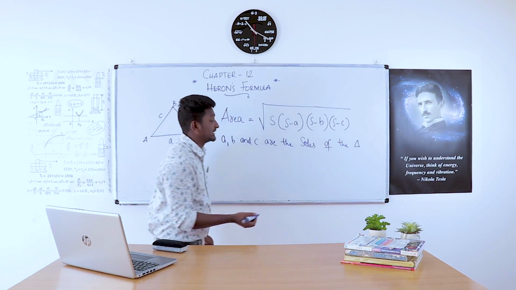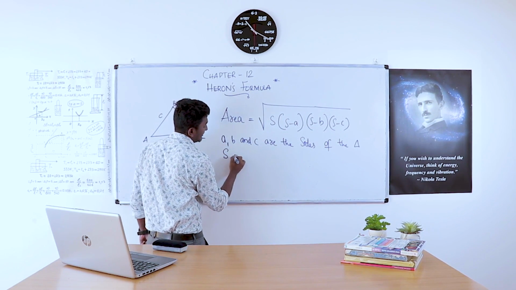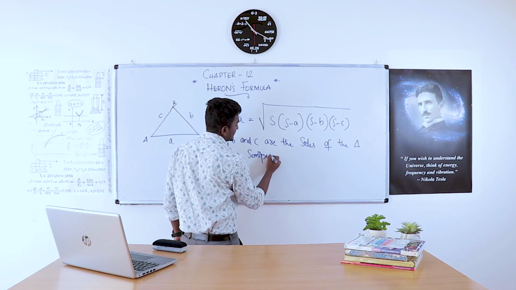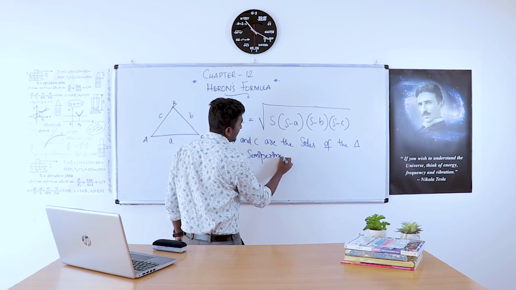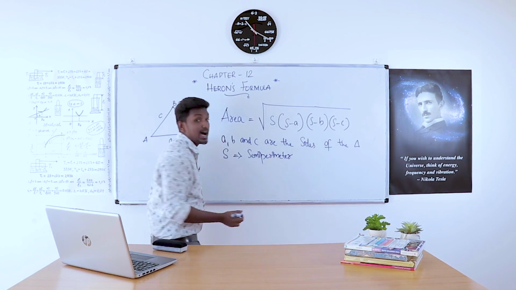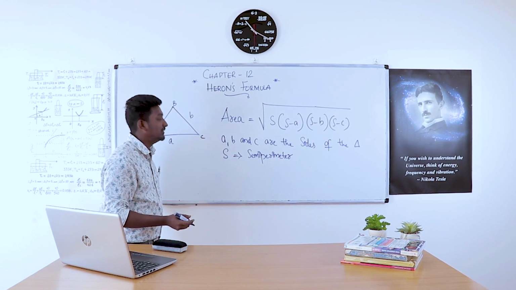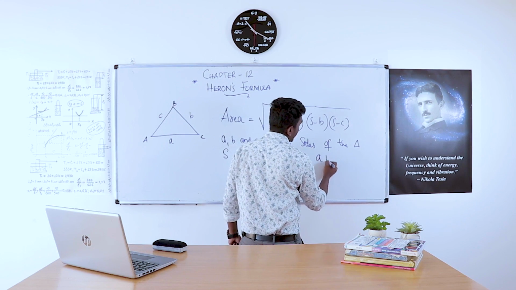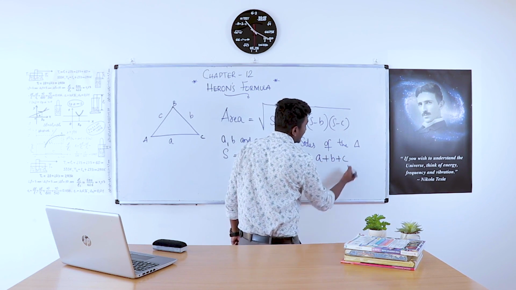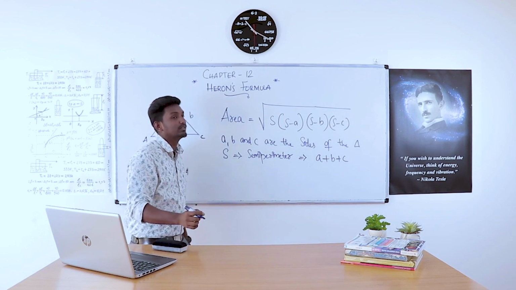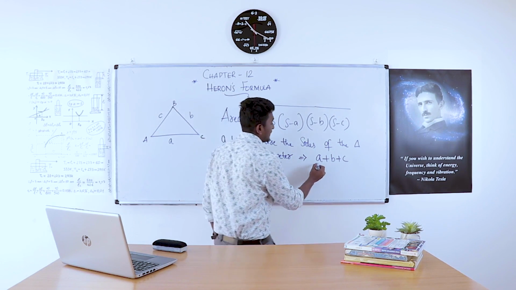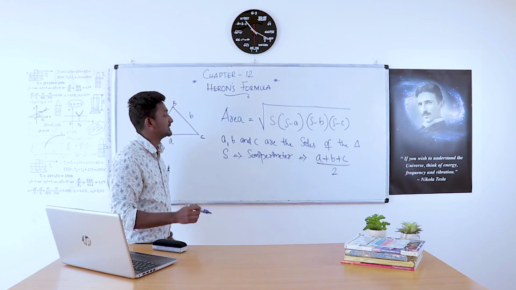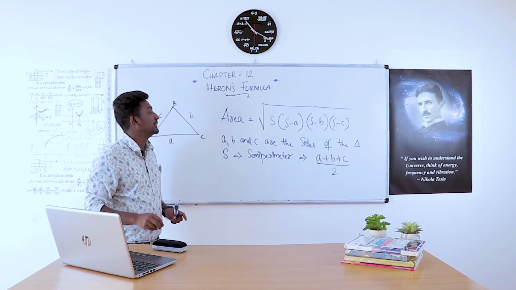Then what is s? s is the semi-perimeter. That means half of the perimeter. How will we find the perimeter? We can find the perimeter by a plus b plus c, that is the sum of the lengths of the sides. Then the semi-perimeter means this divided by 2. That is, a plus b plus c divided by 2 gives the semi-perimeter.